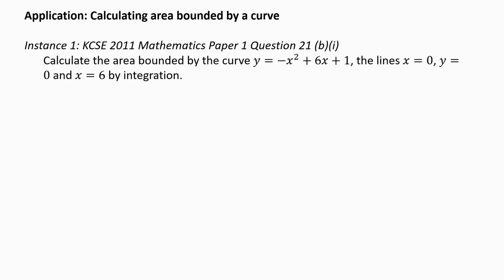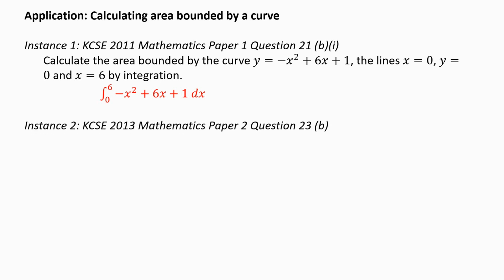So this is similar to the example that we have just performed, where you are supposed to find the integration of negative x squared plus 6x plus 1 between 6 and 0. You can work that out, but if you experience any problems, you can leave a comment.